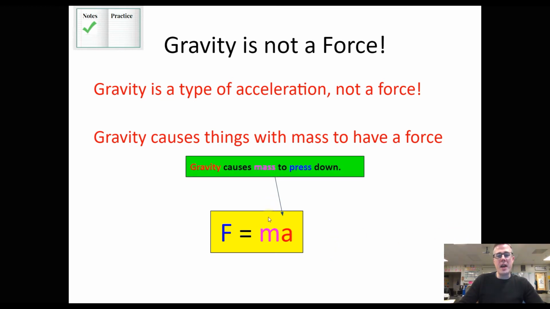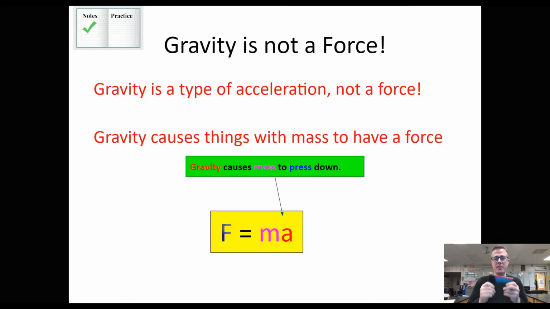And gravity causes anything with a mass, that's the pink, to have a force. So think about that. If you have some object, as long as it has mass and it's being affected by gravity, it has a force. I can feel my phone pressing down on my hand, and that force that I feel is because gravity caused a mass to push down.